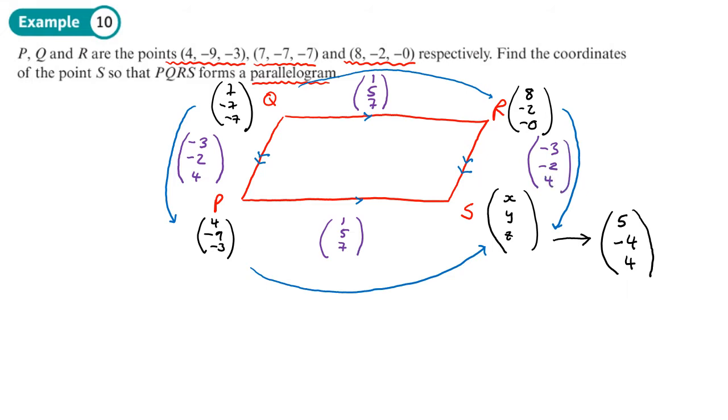So let's see if it works. 8 minus 3, well, that gives me 5. -2 minus 2, well, that gives me -4. And -0, well, 0. Minus 4, or plus 4, gives me 4. So you can see either way, I get the same answer.